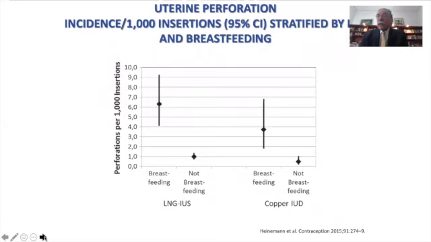Uterine perforation, I only have one slide because Class explained very well. Breastfeeding is a risk factor for levonorgestrel IUS and copper IUD users, both groups. Next slide.